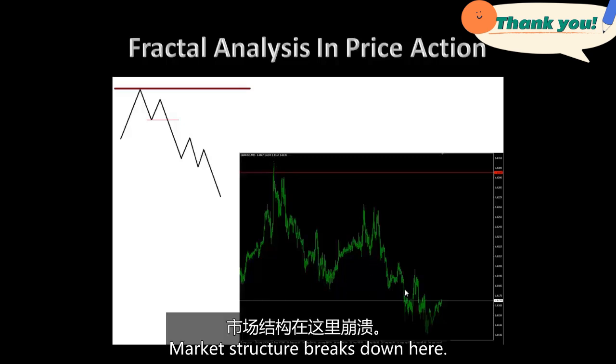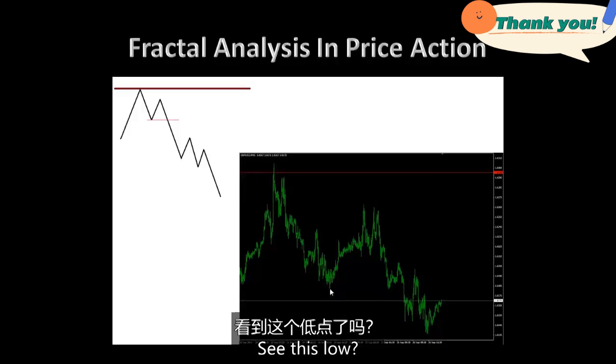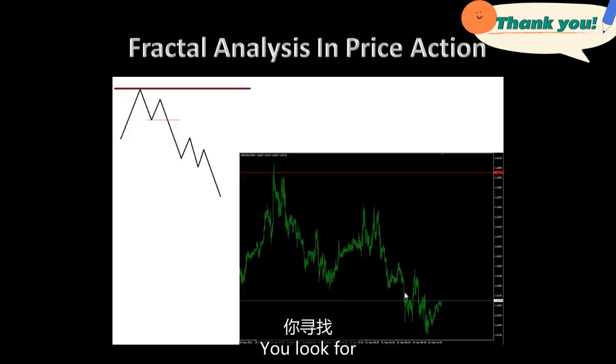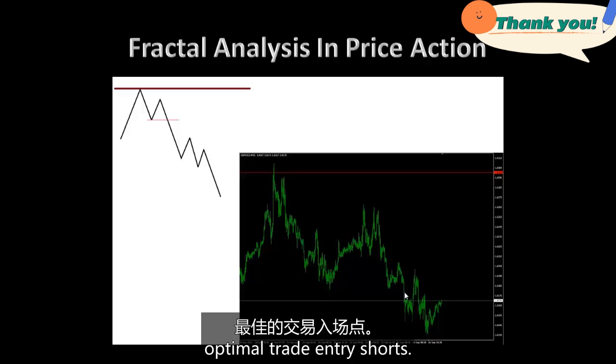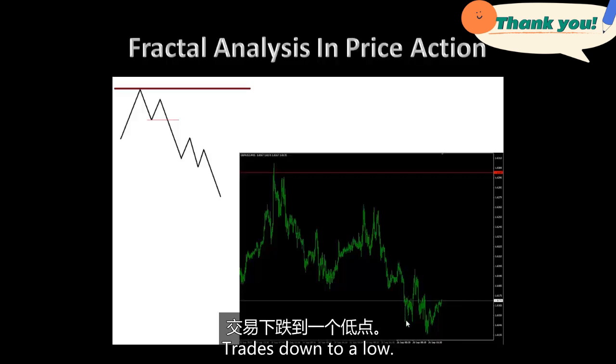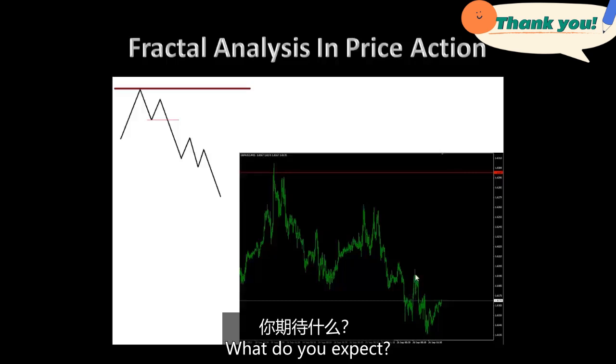Market structure breaks down here. Okay, see this low? It breaks right there. So now what do you do? You look for optimal trade entry shorts. Here's your high, trades down to a low, starts to run up. What do you expect? Optimal trade entry. High, low, here's your retracement, down. Look what happens again. See this high to this low? Optimal trade entry, down. Okay?